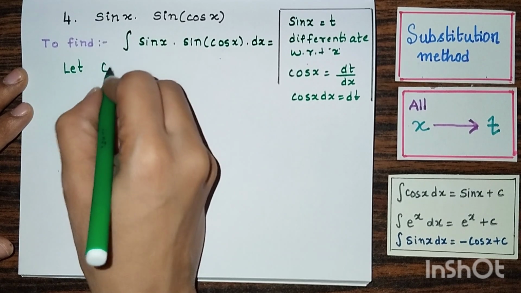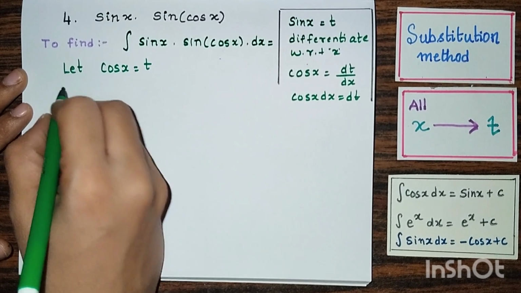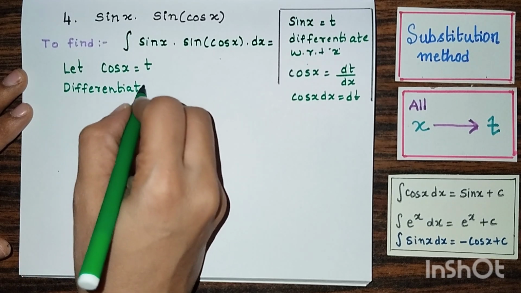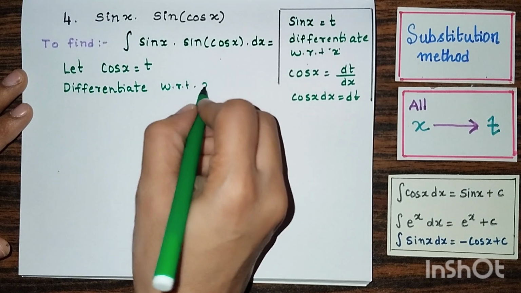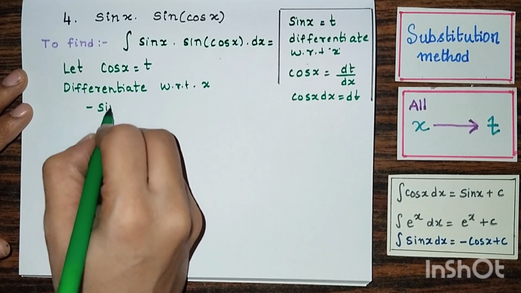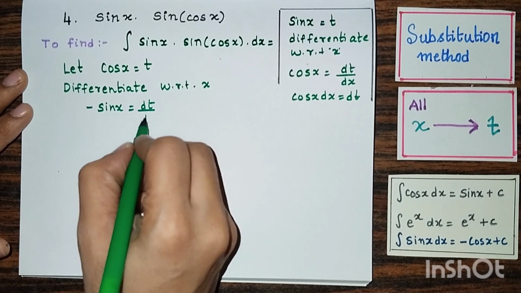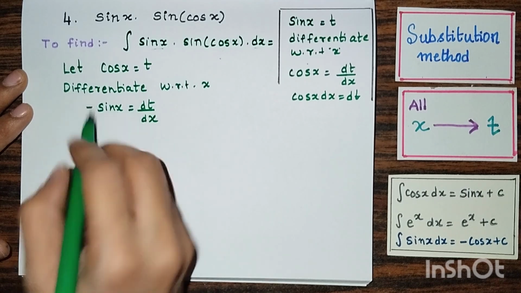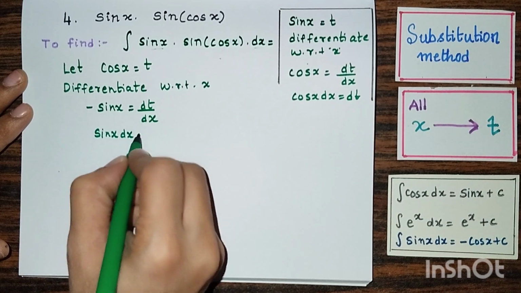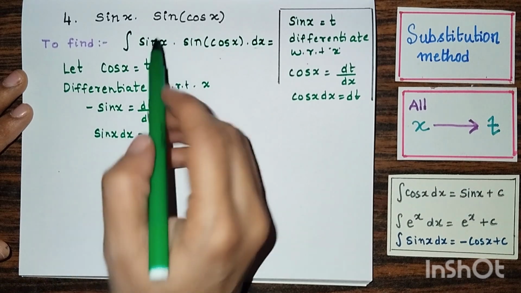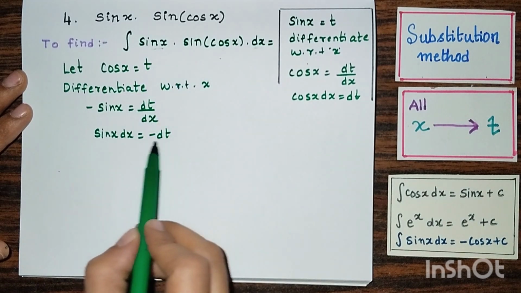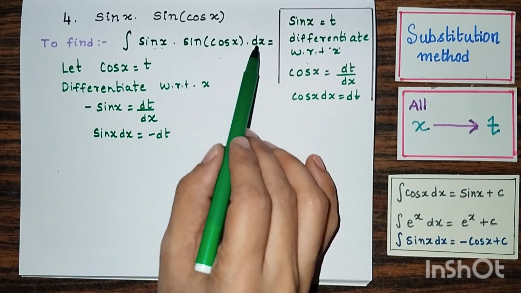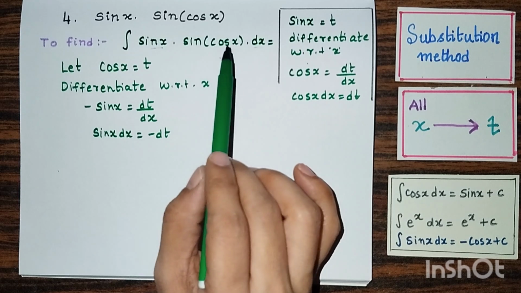Let cos x is equal to t. Now we will differentiate with respect to x. If you differentiate cos x, you will get minus sin x, and this is dt by dx. We have to substitute for sin x dx, right? So we will cross multiply this. So sin x dx will be equal to minus dt, and in the place of cos x we will write t. So the substitution is done successfully because all the x terms are now in the form of t.